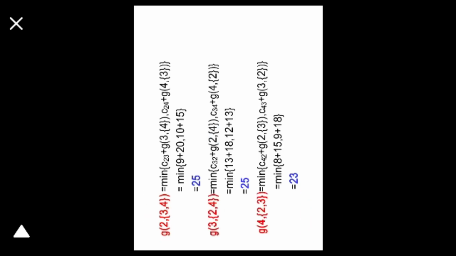How did we get this 35? We got this 35 from the first value, that is C12 plus G of 2, 3, 4. Among C12, C13, C14 which we have selected, 35 is from C12. So I have to start from 1. My next city which I am visiting is 2. 1 to 2 we have visited.